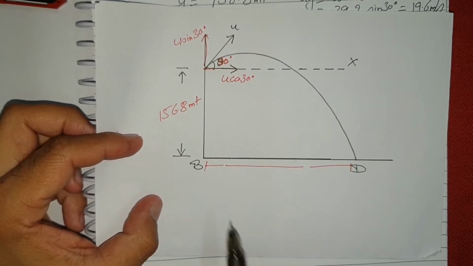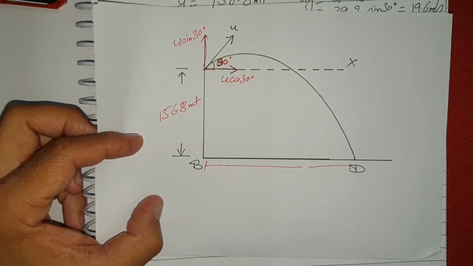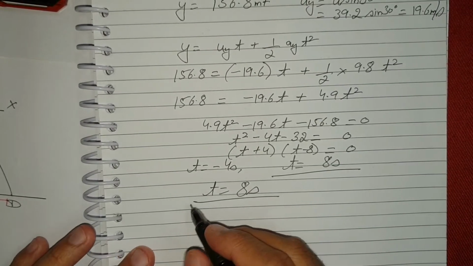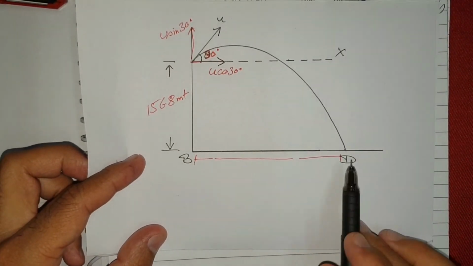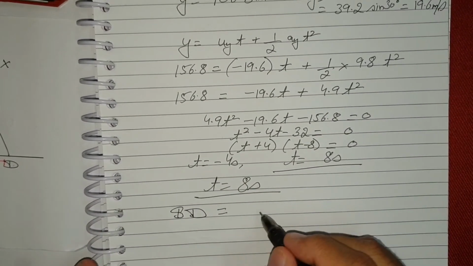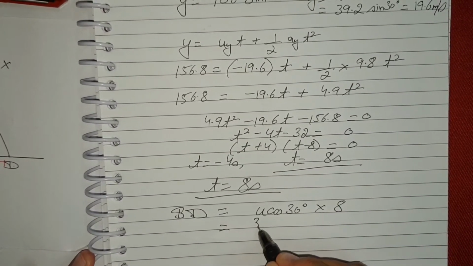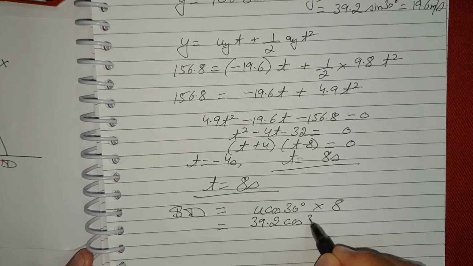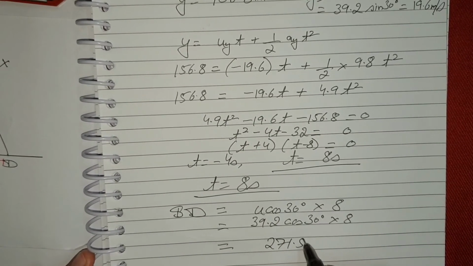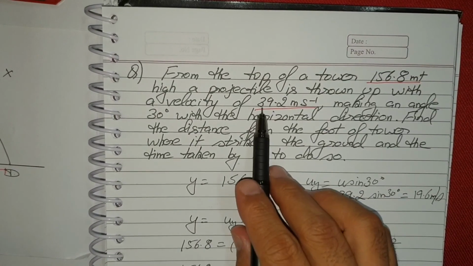Now the next step is very simple: to find this horizontal distance. We just have to find horizontal velocity into time, because horizontal velocity is the same throughout the motion. We can take this distance as BD. So this BD is u cos 30 degree into 8. Now what is u? 39.2 cos 30 degree into 8. You solve it, you get 271.57 meter, because u was 39.2 meter per second.